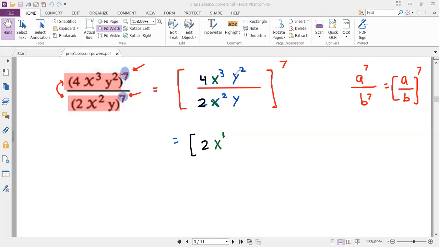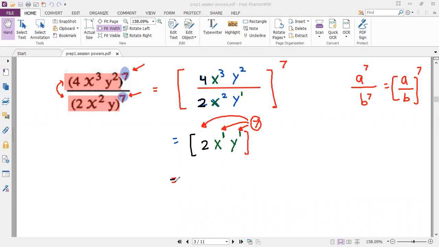And we have at the top y to the power of 2 and y to the power of 1, so they are like bases, and we are dividing. So write y, then subtract powers. 2 minus 1 is 1. All raised to the power of 7. So this power here is distributed on them. On 2, distribute 2, and this power is distributed in x and distributed in y.